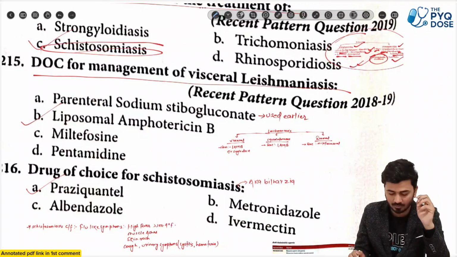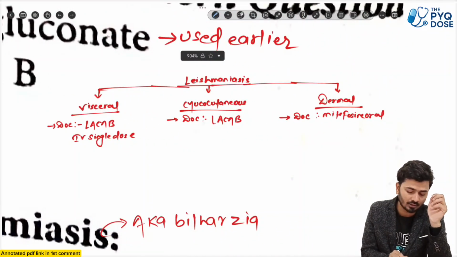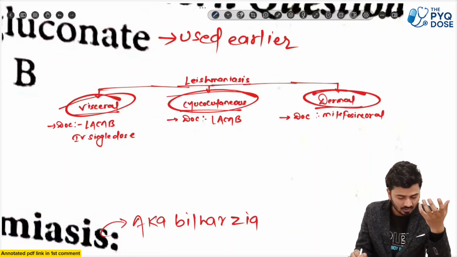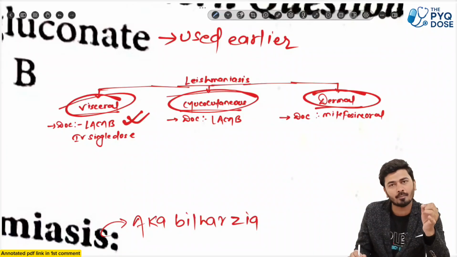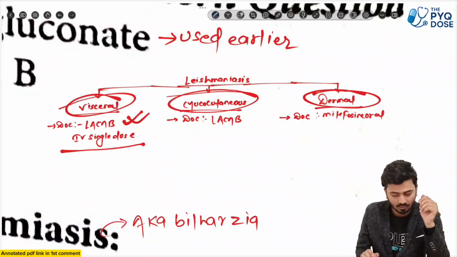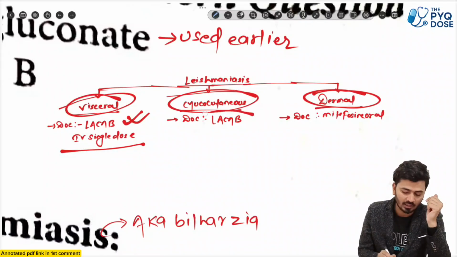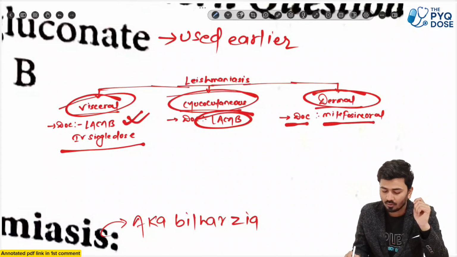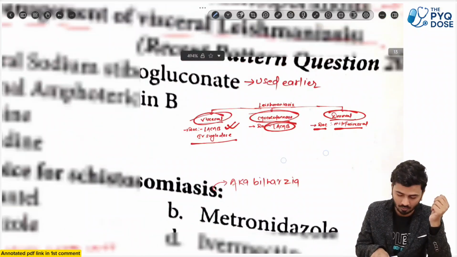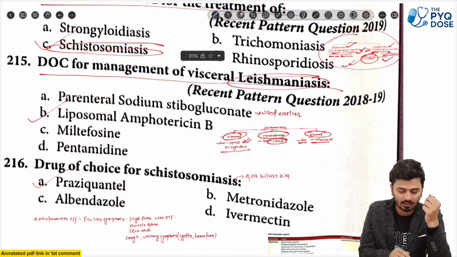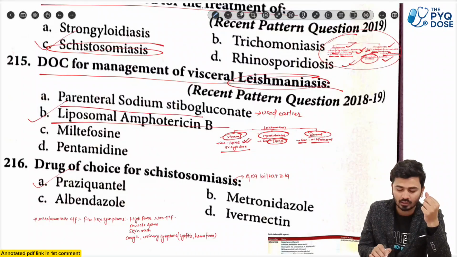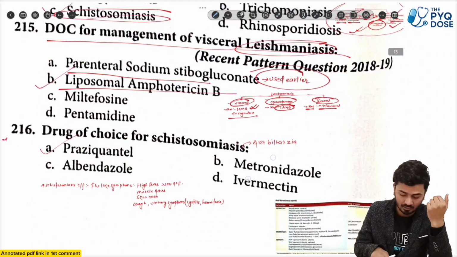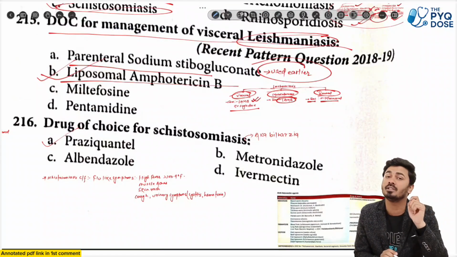Drug of choice for management of visceral leishmaniasis. Let's see about leishmaniasis. There are three types: visceral leishmaniasis, mucocutaneous leishmaniasis, and dermal leishmaniasis. For visceral leishmaniasis, the drug of choice remains LAMB, that is liposomal amphotericin B. A single IV dose is enough for the treatment of visceral leishmaniasis. For mucocutaneous leishmaniasis, again liposomal amphotericin B will be used, and for dermal leishmaniasis, the drug of choice will be miltefosine, in the oral form. They are asking us for visceral leishmaniasis, that is liposomal amphotericin B. Parenteral sodium stibogluconate was the drug of choice earlier, but nowadays liposomal amphotericin B is preferred. So we'll go with liposomal amphotericin B as the drug of choice for visceral leishmaniasis.